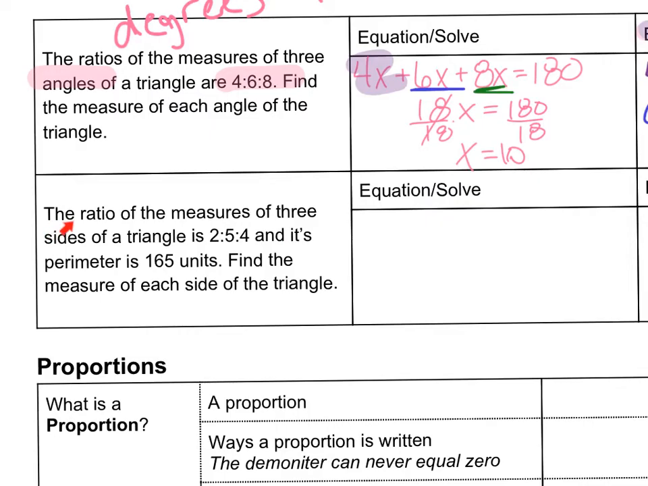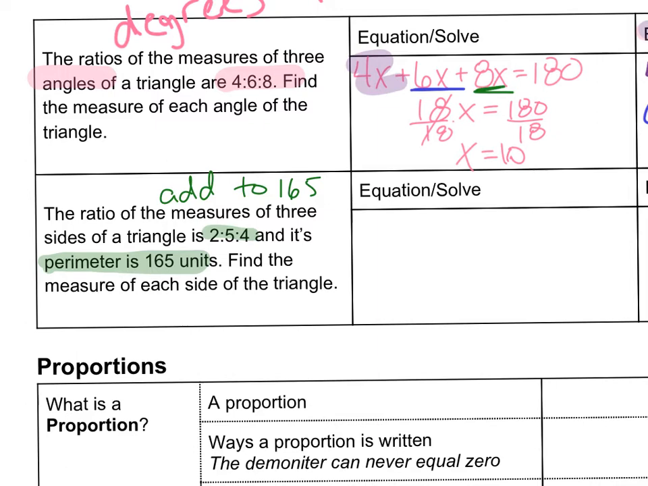So in the next one, it has the ratio of the measures of 3 sides of a triangle is 2, 5, 4. And its perimeter is 165 units. Find the measure of each side of the triangle. So for this one, we're not talking about the angles, and so we're not as restricted, but that also means we need more information. And so when it tells us the perimeter here is 165 units, that's really helpful because that tells us that we're going to add to get that 165. That's going to be what our total sum will be.